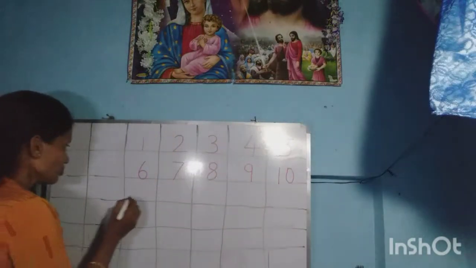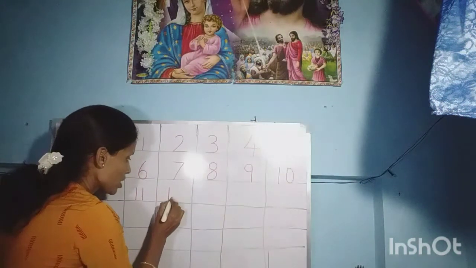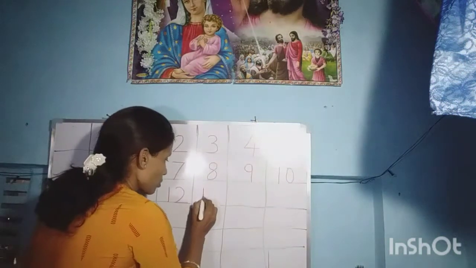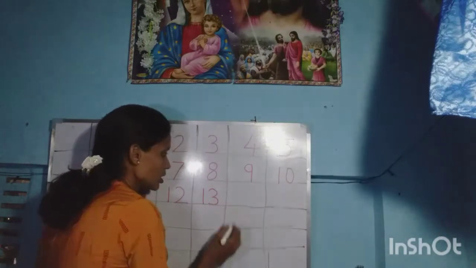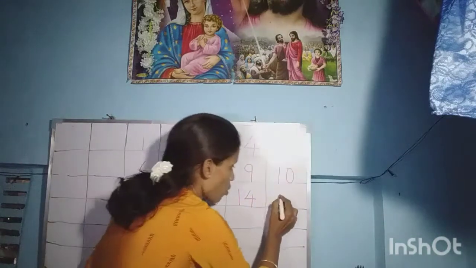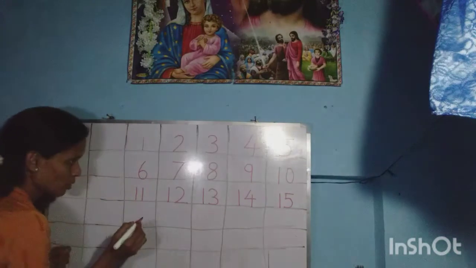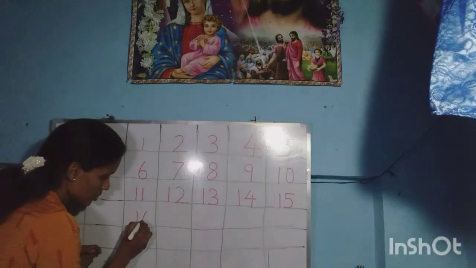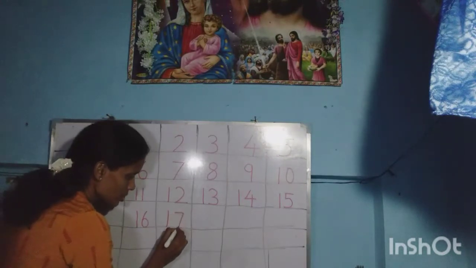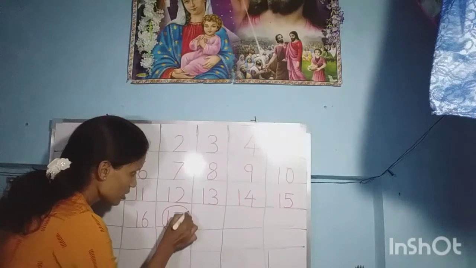1, 2, 3, 4, 5, 6, 7, 8, 9, 10. 1, 1, 11. 1, 2, 12. 1, 3, 13. 1, 4, 14. 1, 5, 15. 1, 6, 16, and today we are going to start 1, 7, 17. Okay, so this is the number we are going to start today.